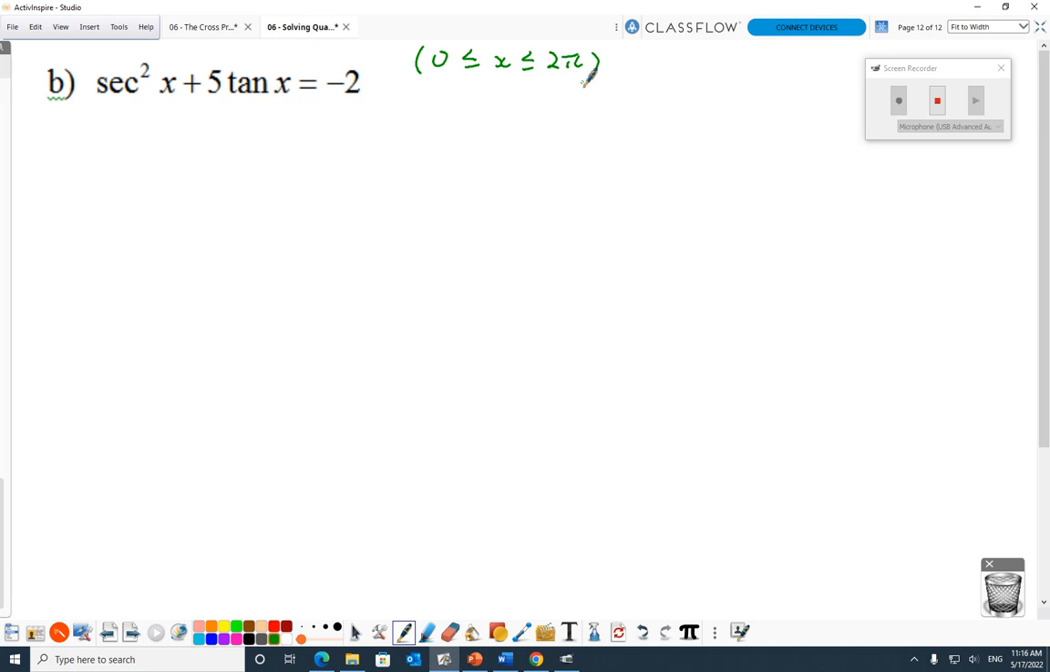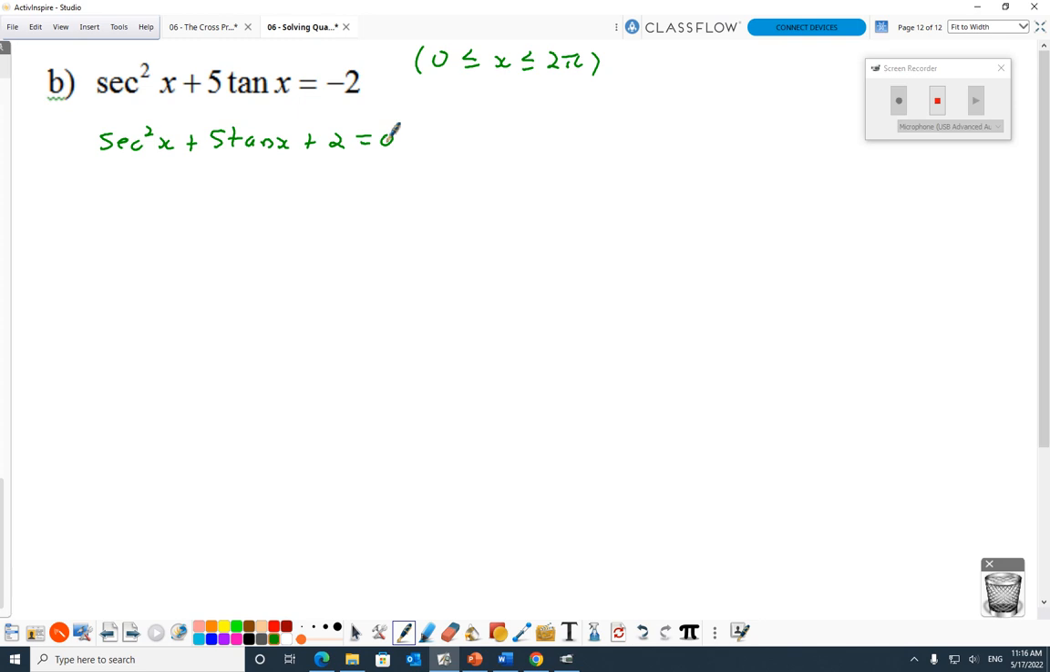Can anyone see the identity I'm going to need here? What's the problem? Why can't I factor this? Because there's secant and tan. So I can bring it over: secant squared x plus 5 tan x plus 2 equals 0. I can bring it over, but I can't factor. And there's another identity in there.